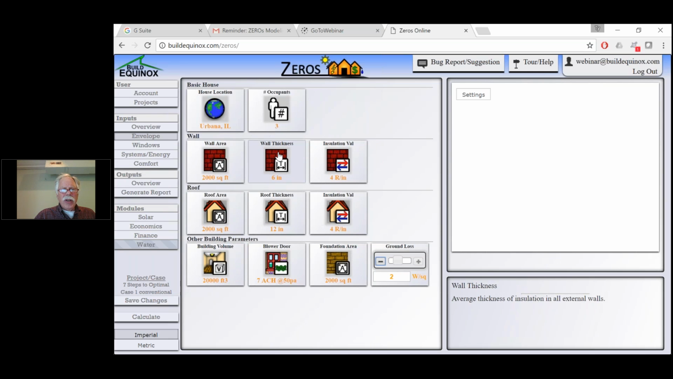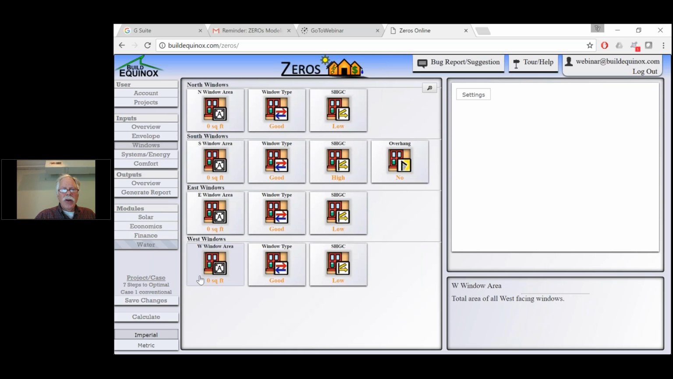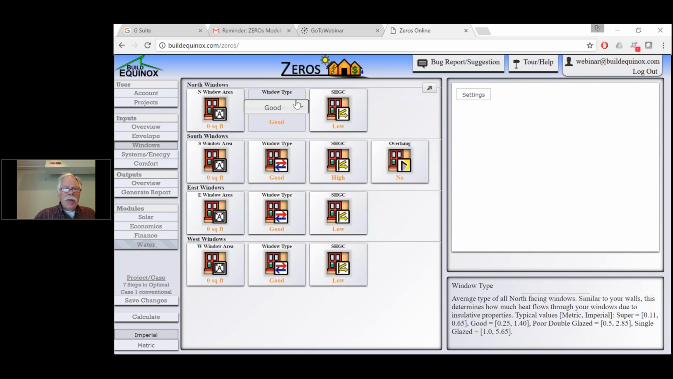Our conventional house has 6 inches of wall insulation assumed, 12 inches of roof, and looking at the windows, this first case has no window area. Keeping in line with simplicity, but at the same time not giving up accuracy. And this is very important to realize, that we are very, very accurate and all the detailed computations are made. We're just trying to make life easy for you.